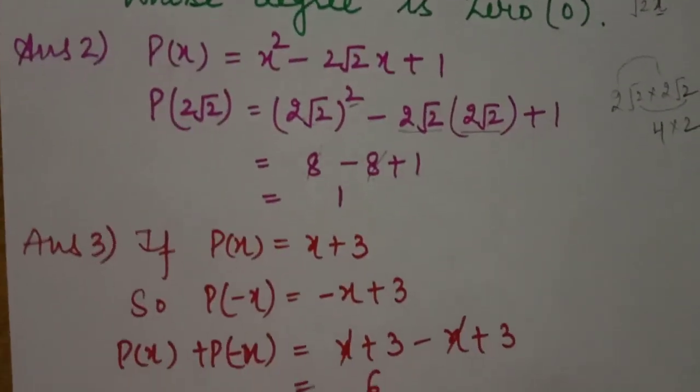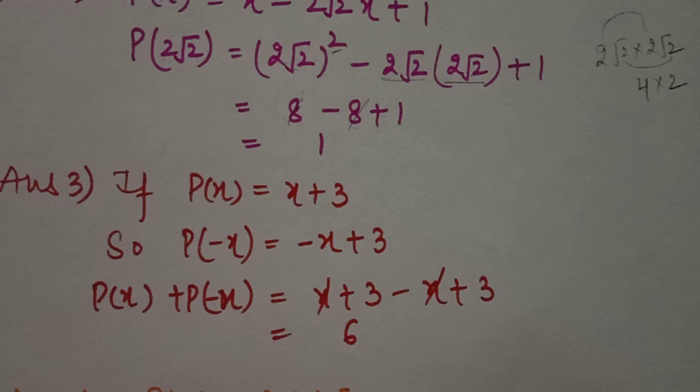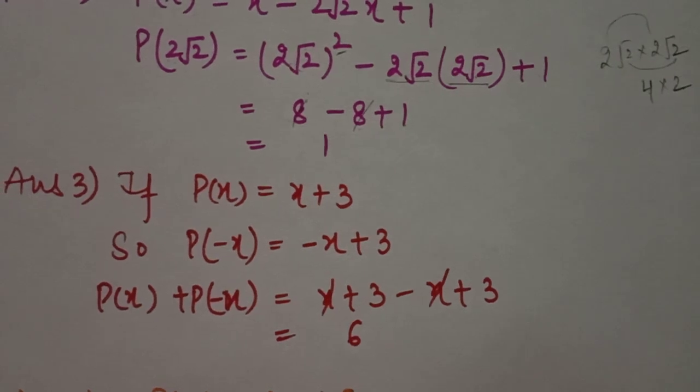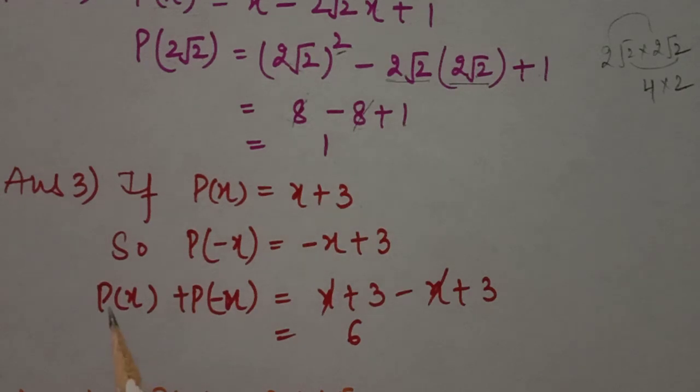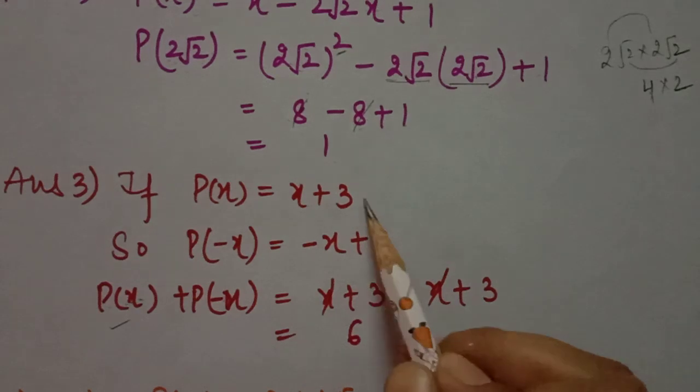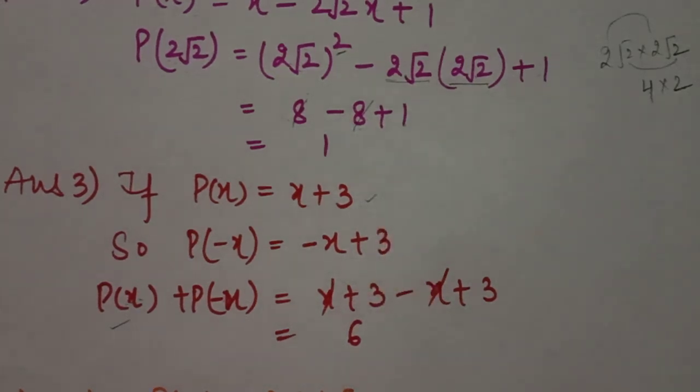Question number 2. Sorry, 3. Question number 3 was, if p(x) is given as x plus 3, we have to find the value of p(x) plus p(minus x). If we want to find the sum of these two values, first of all we have to find the value of these two polynomials. So the first polynomial is here, p(x) is x plus 3.